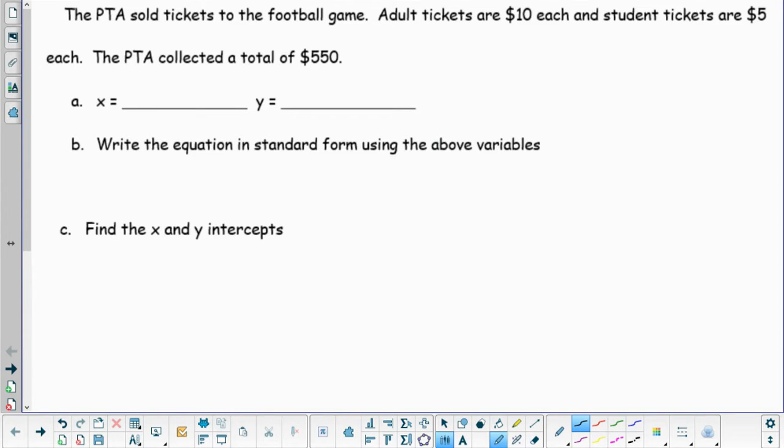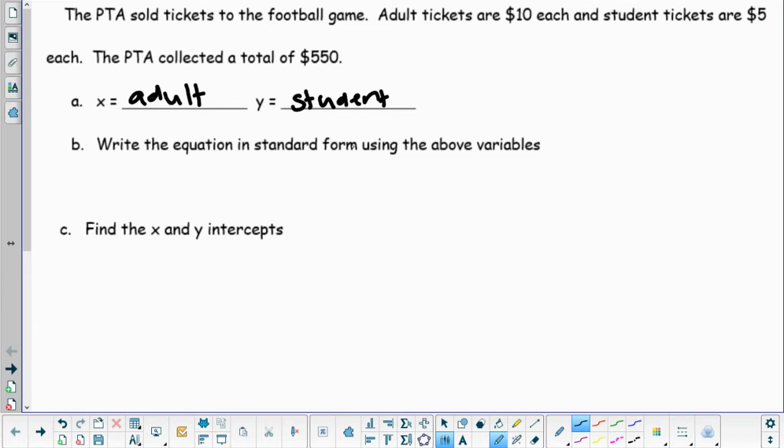Okay, so this tells us that we are selling adult tickets and student tickets. Those are the things we are comparing. So the very first thing we want to do is identify our variables. Since adult tickets come first, I'm going to call my x variable adult for adult tickets, and my y is going to be my student tickets.